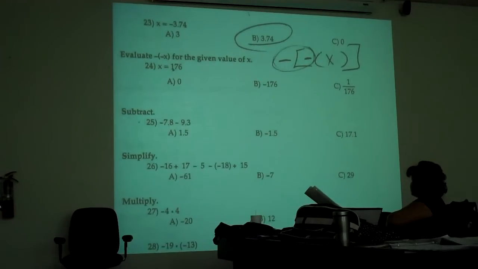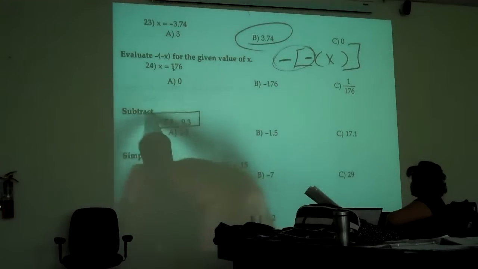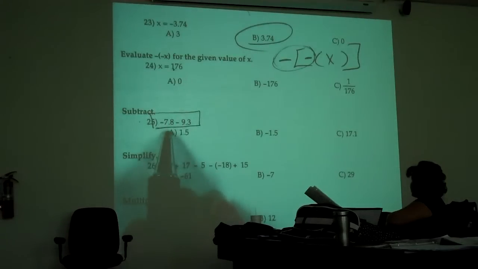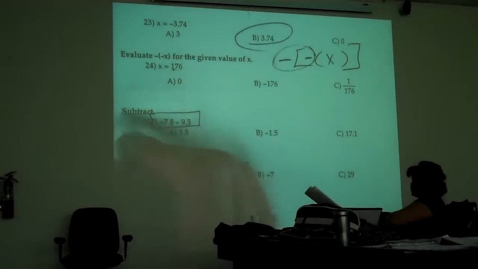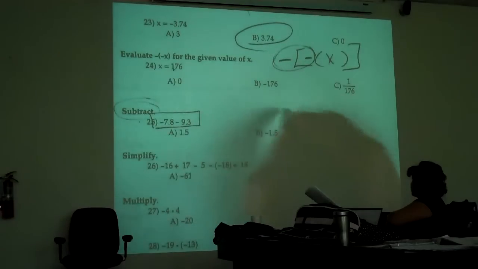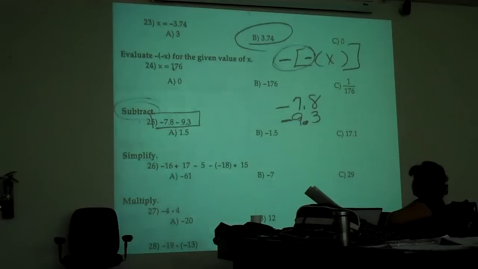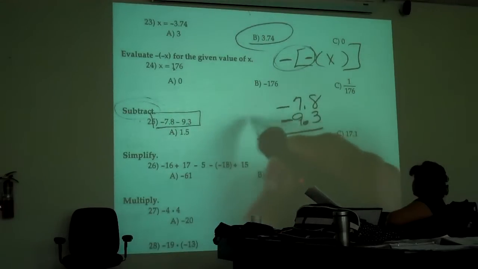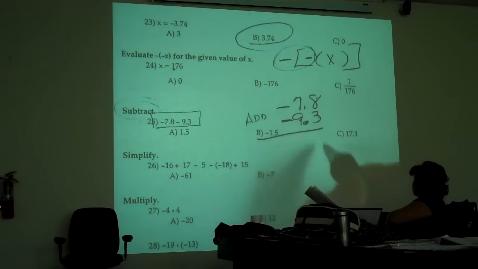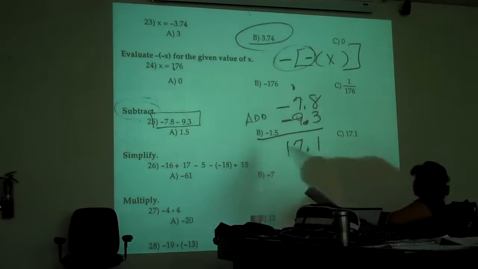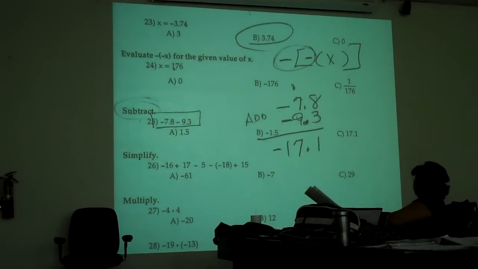Subtract. Okay? Actually, if you look at this, just do what it says, because you're going to be adding, they're the same sign, right? Just because that says subtract, don't let that confuse you, okay? Do negative 7.8, and then you're subtracting 9.3, but you're actually adding two negatives. So you're going to be adding the numbers. 8 plus 3 is 11. 9, 10, and 7 is 17. But you're adding them and you're keeping the sign. Yeah. Negative 17.1.